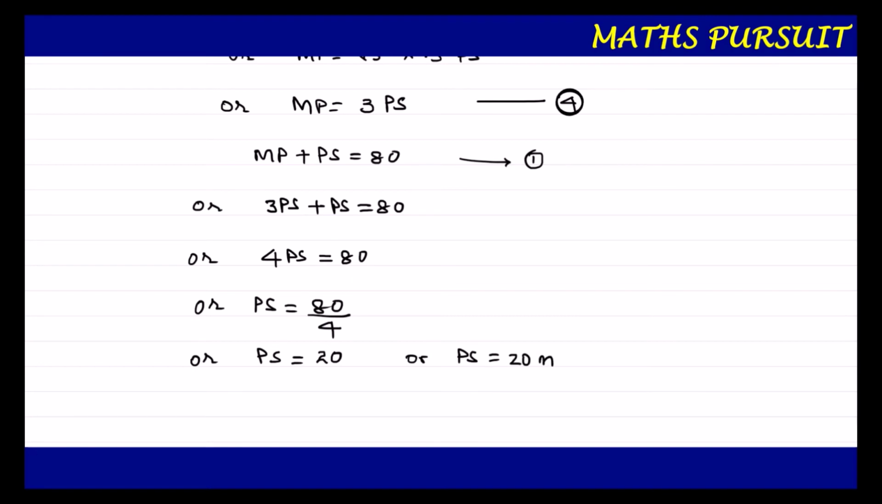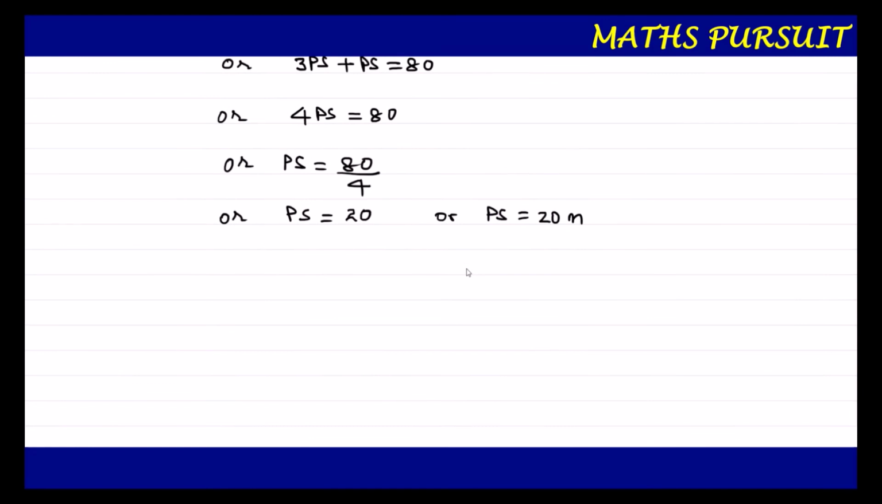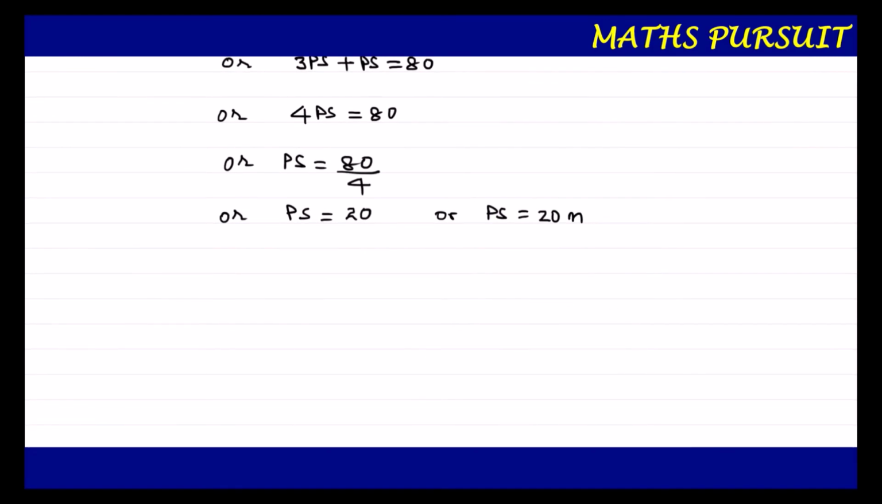Now guys, what we got? We got PS is equal to 20 meter, and from equation number 1 I can write that MP plus PS is equal to 80.